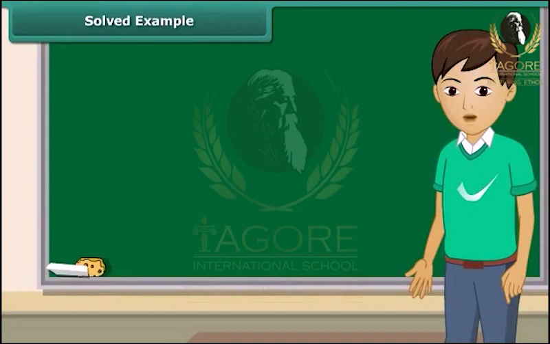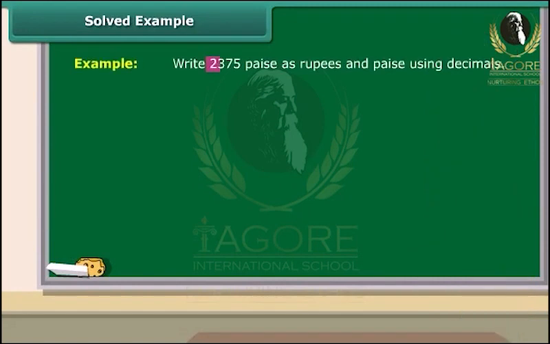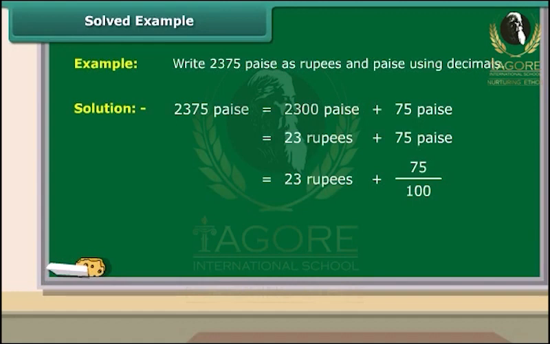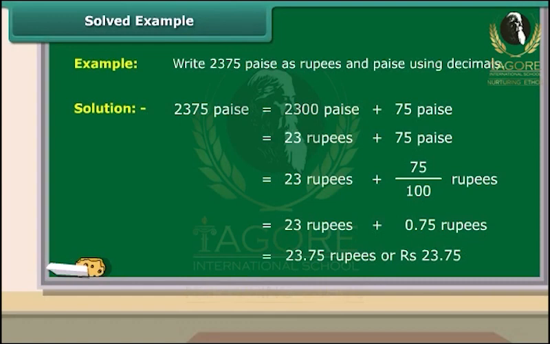Let us convert money expressed in paise into rupees and paise using decimals. Express 2,375 paise in rupees and paise using decimals. 2,375 paise equal 2,300 paise plus 75 paise, which is the same as 23 rupees plus 75 paise. This can be expressed as 23 rupees plus 75 upon 100 rupees. So, the answer is rupees 23.75.